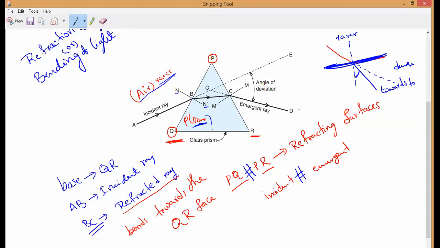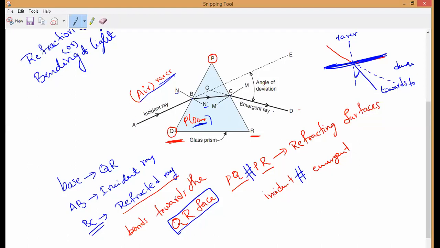No response. So all of you should remember the emergent ray will always bend towards the QR face. Why, sir? I will say that reason also. Where is the prism thickness more, guys? At the top or bottom? Bottom. So that is the reason: the bending of light towards the bottom surface is more.